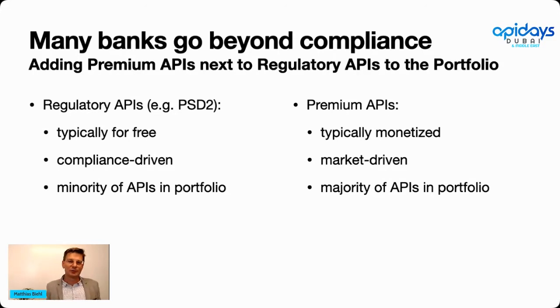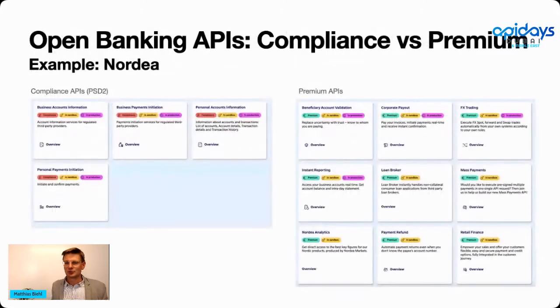Now, what's very interesting, I think, is that when you look at some of these portfolios of banks, the majority of APIs in the portfolio is actually a premium API. So here is one bank that has structured the API so that they have four regulatory APIs and then 9 premium APIs. So the majority here is premium APIs.